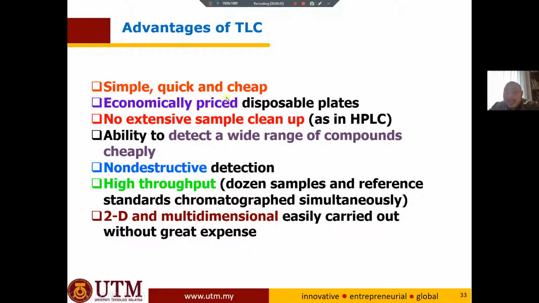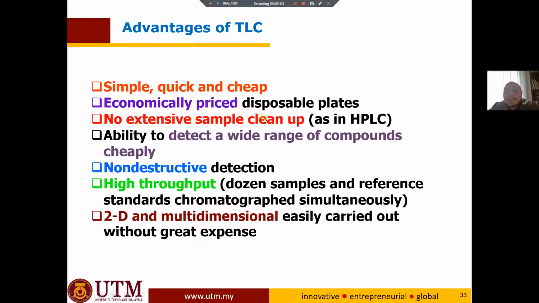Okay, for the TLC, it's very simple, quick and cheap. It doesn't need the person to be really expert. The plate also is not that pricey. For example, if you run an outside HPLC-MS, it will cost you about 300 ringgit. If you buy TLC plates for 300 ringgit, maybe you can get 100 sets of it. So economically priced, okay, cheap.